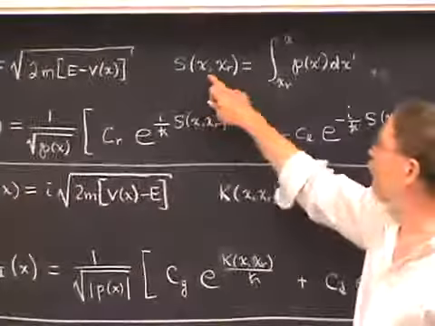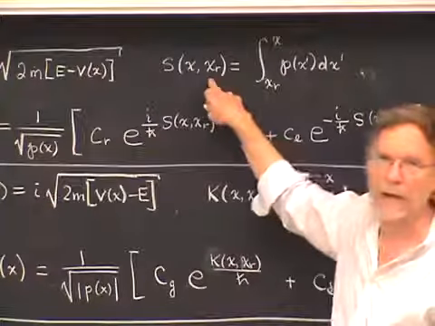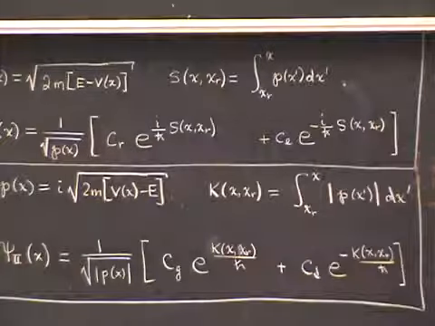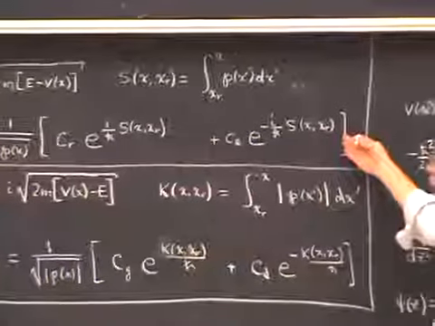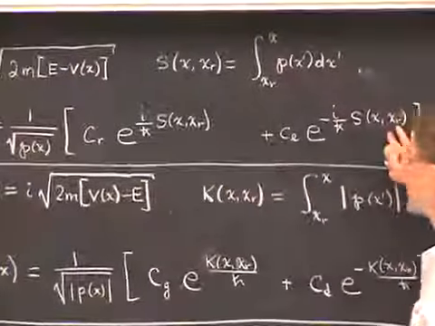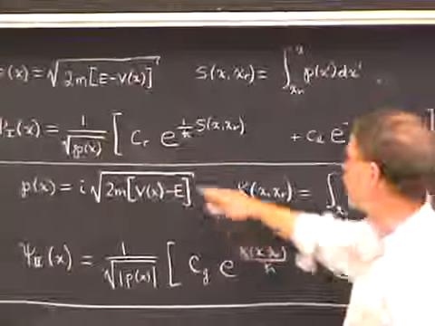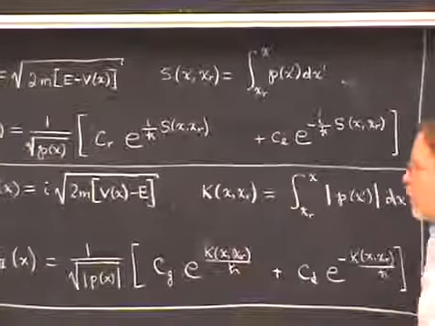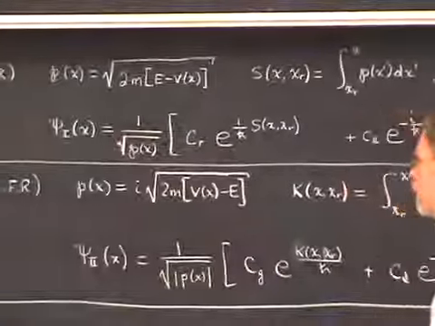I've called it S of x comma xR to indicate what the lower limit of integration is, to be explicit about that. In any case, using a linear combination of the forward and backward, or right and left going solutions, e to the i S over h bar and e to the minus i S over h bar, with coefficients C right and C left, this gives us a general linear combination in the classically allowed region.